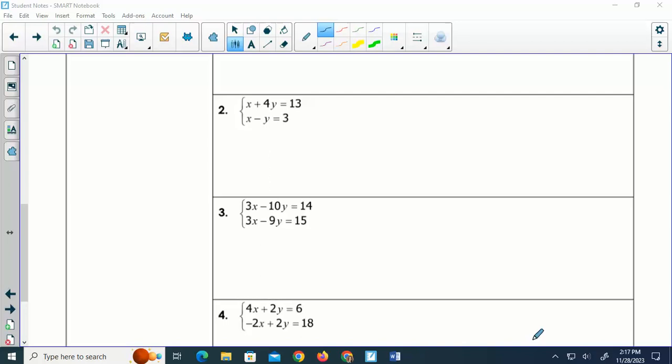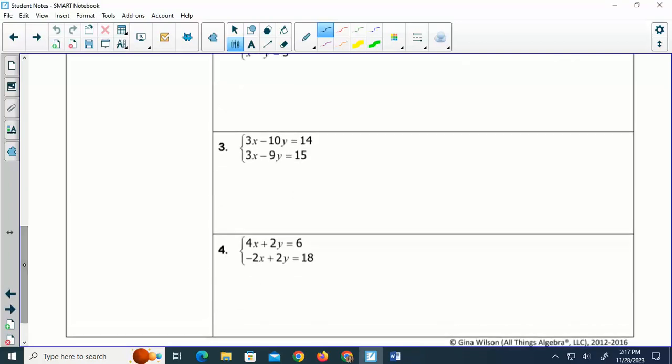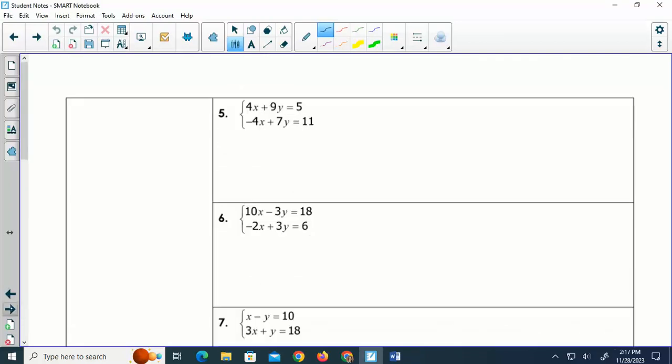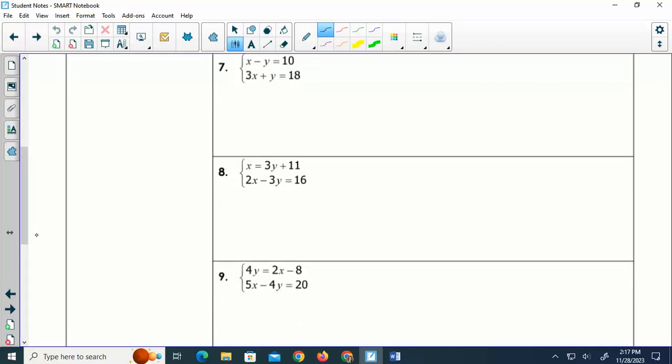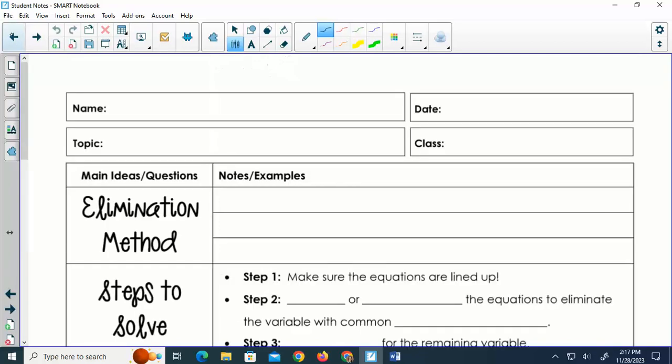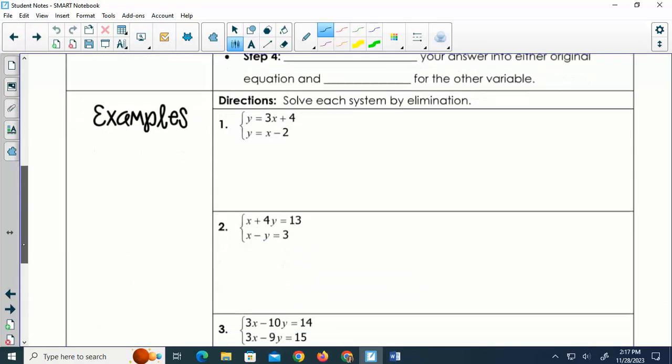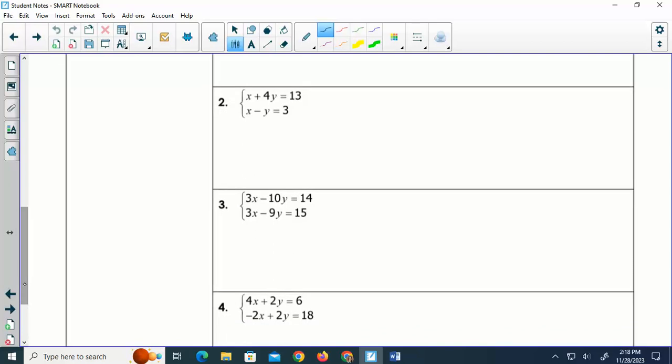We also need the equations to be lined up the same way. So I want x's above one another, y's, and constants. If I am getting to a point where, like here, you notice there's an equal sign after the x on this one, but not on that one, we'll have to reorder the equation a little bit. So today, all of our problems are set up where one of the variables will pretty easily cancel out.